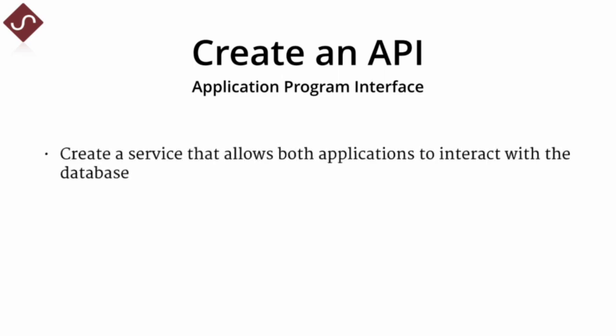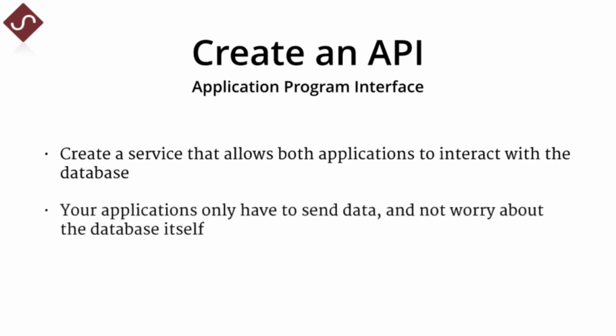So what you would do is create a service that allows both applications to interact with the database without having to do that themselves. So what you would expect is your mobile app to send some data to this API, and then the API would put the data in the database. Or your desktop app could request some data from the API, and the API would get the data from the database and send it back. So this is essentially an interface between your applications and your database. So the applications only have to send data or request data and not worry about the database itself. So they would not be interacting with the database itself.